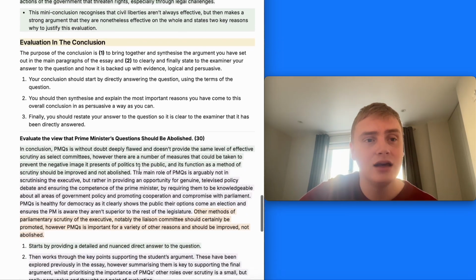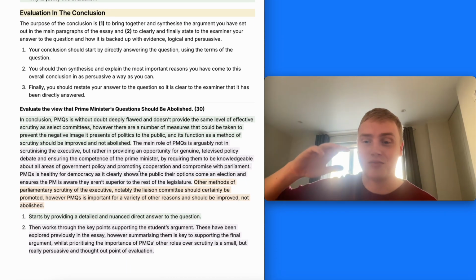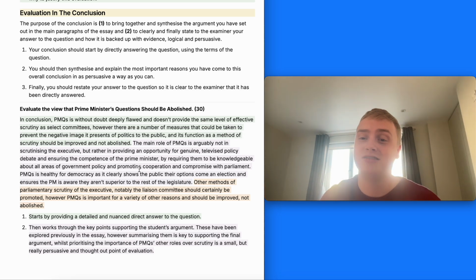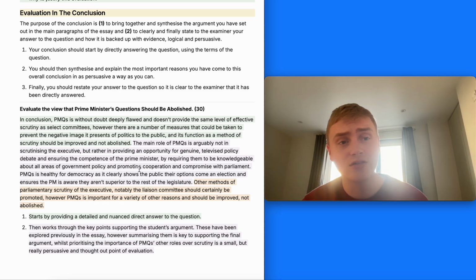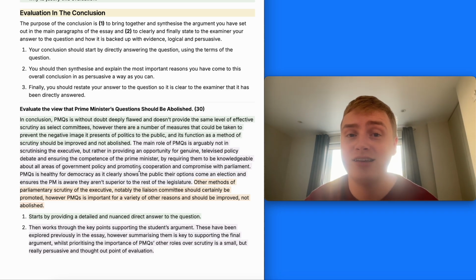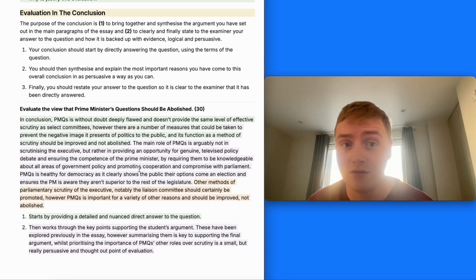And then finally, we look to the conclusion. Again, it shouldn't be a surprise to the examiner what your overall conclusion is going to be once they get there, because it should be really consistent from the introduction and through your main paragraphs. So the purpose of the conclusion is to, one, bring together and synthesize the argument you set out in the main paragraphs of the essay, and secondly, clearly and finally state to the examiner your answer to the question and how it's backed up with evidence, logical and persuasive.